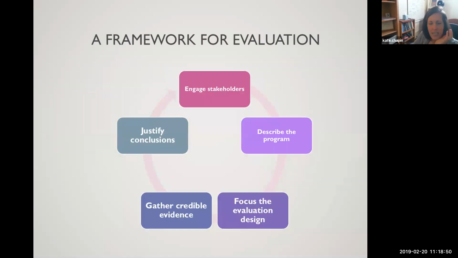All right. So next I want to talk about a framework for evaluation. There are different frameworks that can be used. I'm going to share with you this framework from the Center for Disease Control, the CDC, and it's used to evaluate public health programs. In this framework, there are 5 different aspects. 1 is engaging stakeholders, 2 is describing the program, 3 is focusing the evaluation design, 4 is gathering credible evidence, and 5 is justifying the conclusions. And then we do it all over again.